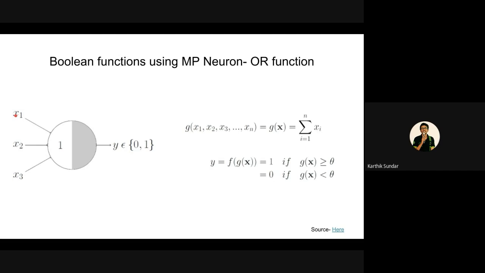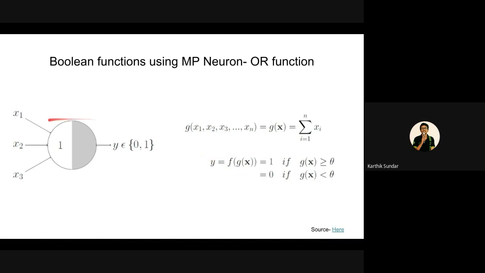So let's say an OR function. An OR function is simple. What does OR do? It takes all 3 inputs and outputs 1 if any single input is 1. It outputs 0 only if all 3 are 0. That's what an OR function does. So we can set theta equal to 1 for it. Let's say x1 equal to 1, x2 equal to 0 and x3 equal to 1. So what will g of x be? g of x will be 1 plus 0 plus 1, which is 2. And the threshold is 1 here. So 2 is greater than or equal to 1, which means the output y will be 1 here.